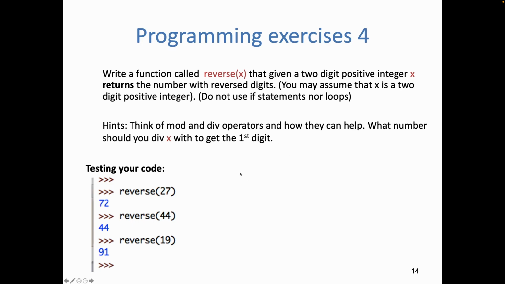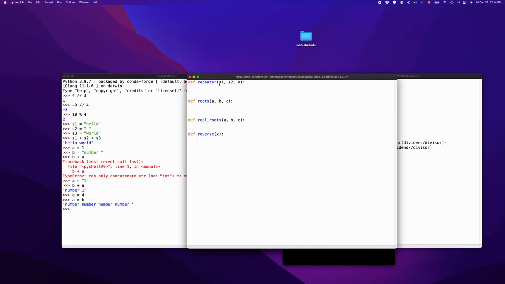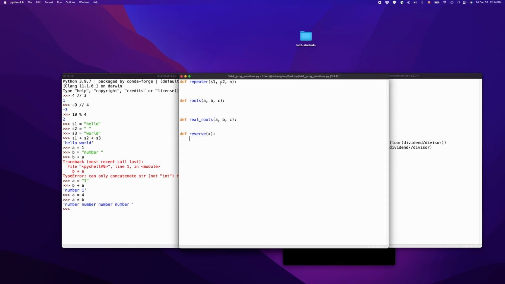Okay, this is for today's 4 exercises. You need to write these 4 functions with exactly the function name and the number of arguments for each function, and these 4 functions should be inside one Python file.